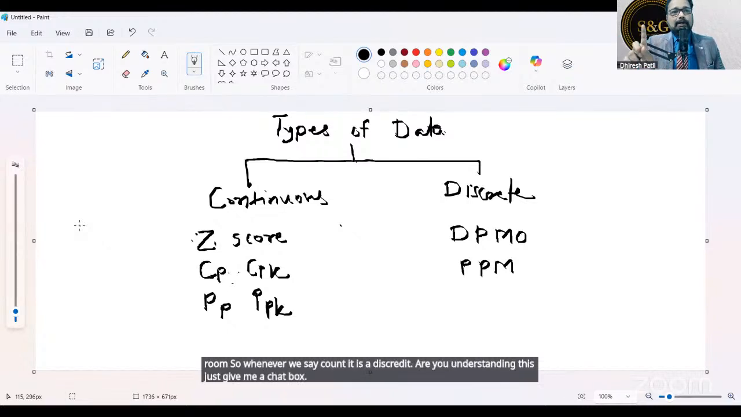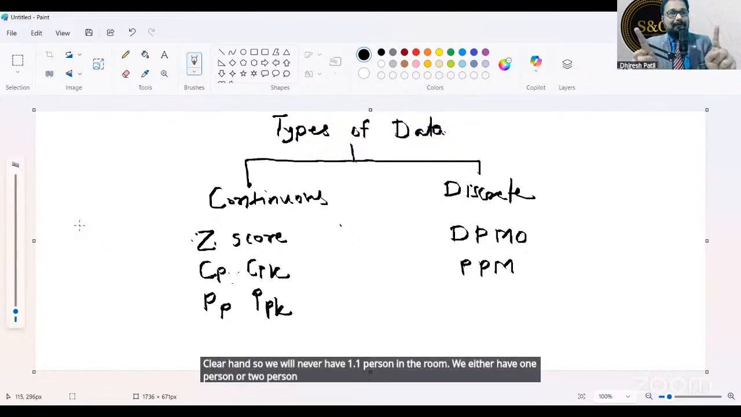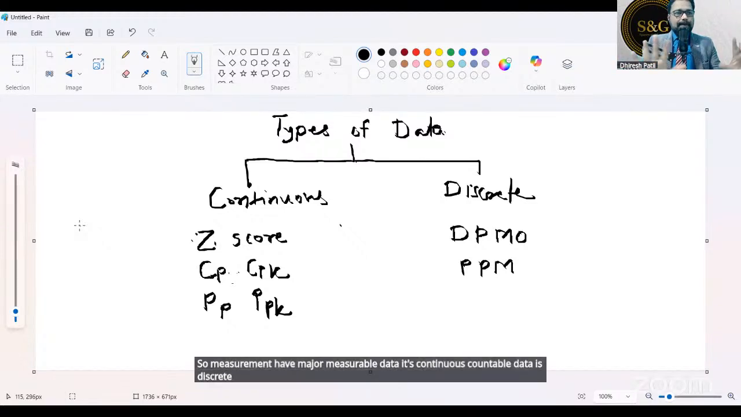Clear? So we will never have 1.1 person in the room. We either have 1 person or 2 persons. There is nothing in between. So there is no decimal here in discrete. Okay? Understood? So measurable data is continuous. Countable data is discrete. Simple. Okay. Yes.